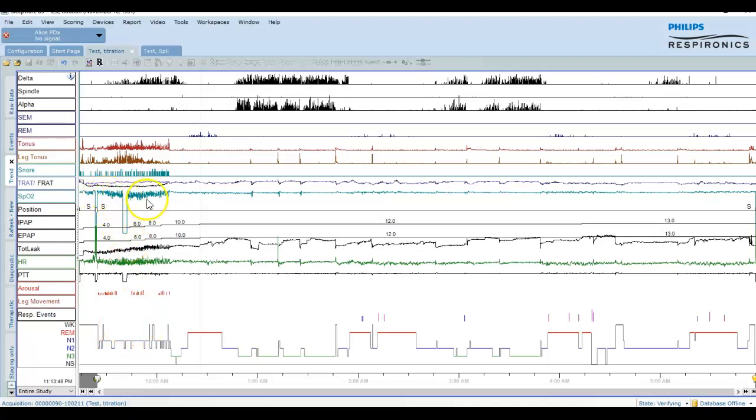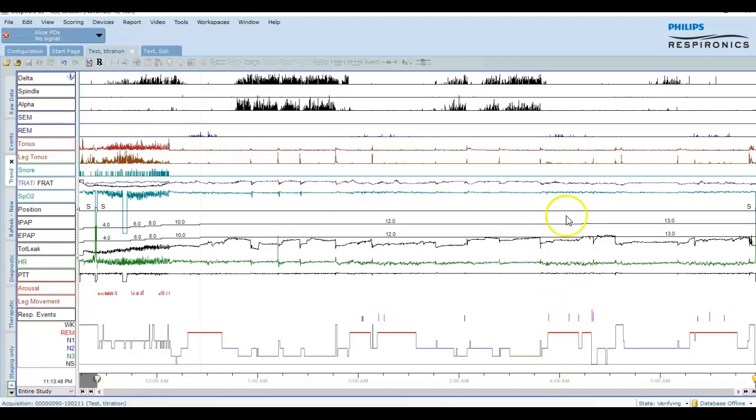There is a continuous desaturation caused by the frequent apneas and hypopneas. This is the starting pressure, CPAP 4, 6, 8, and 10. From 10 onward, you can see that SpO2 became well above 95 or stabilized. And you can see a couple of dips here and there.